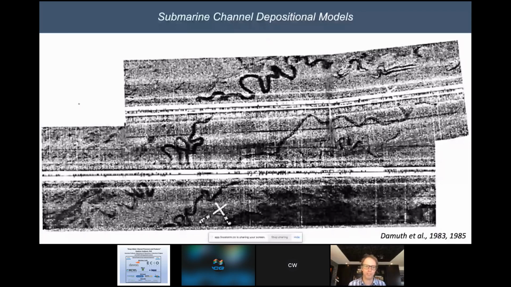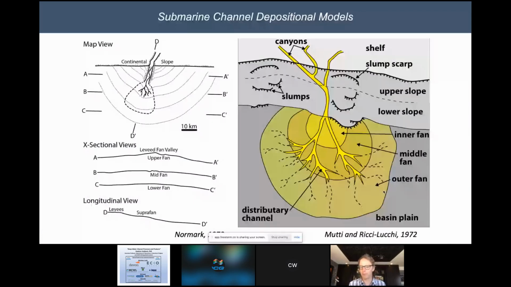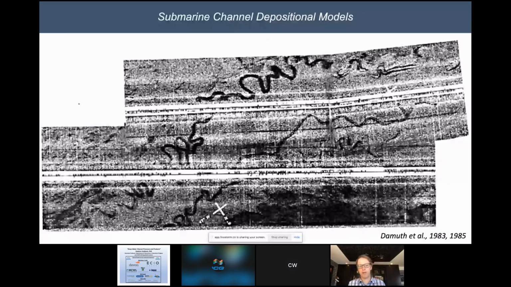Going back to these more simplistic ideas, we assumed there were channels, but did they look like rivers? It's these kinds of questions, as data and technology improve, that get you more inspired and give you more ideas about what we might expect to see happening at the bottom of the ocean, and then, of course, how that might be manifest in the rock record.